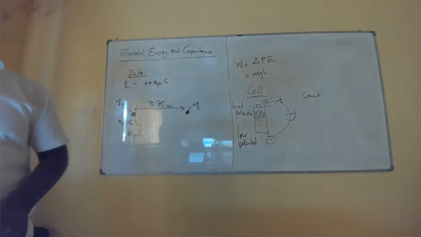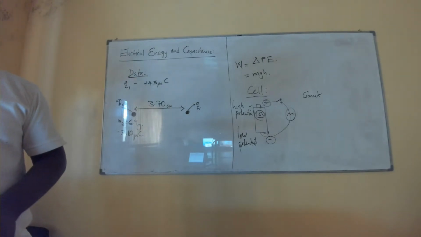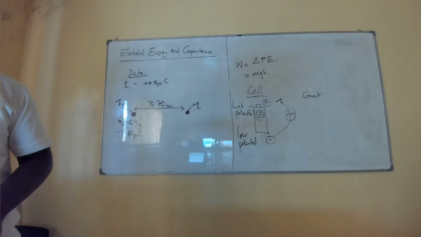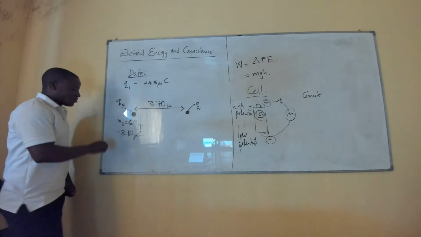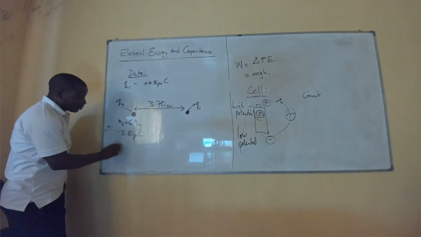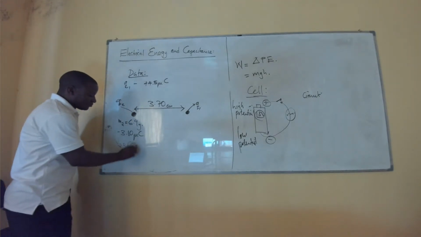So we are saying from a distance of 3.70 centimeters, a particle Q2 of mass 6.9 grams and charge minus 3.1 microcoulomb is fired with initial velocity of 60 meters per second. So here, this is the charge, but the V2 is equal to 60 meters per second.